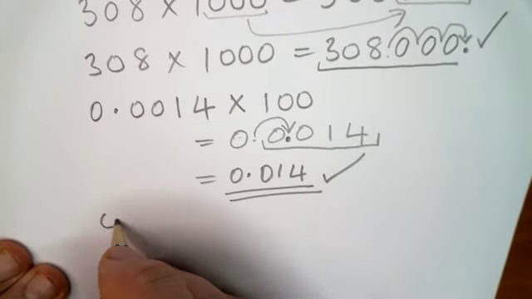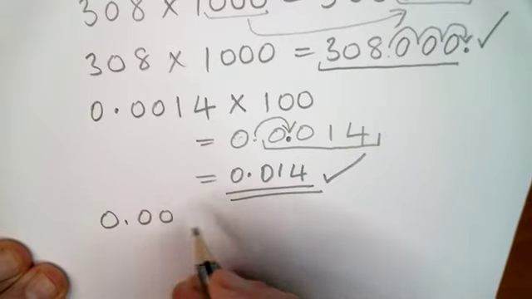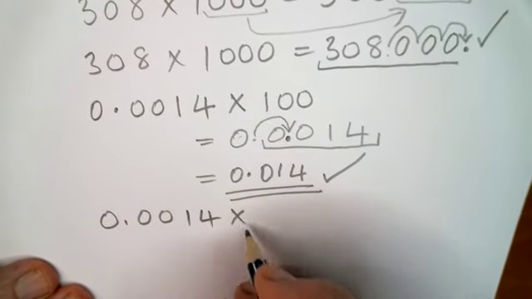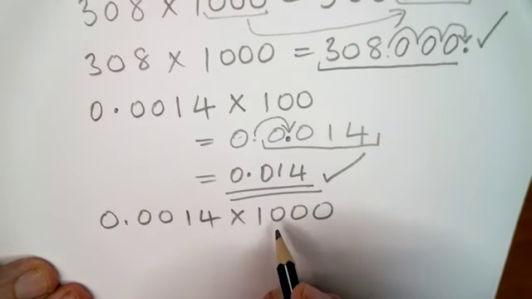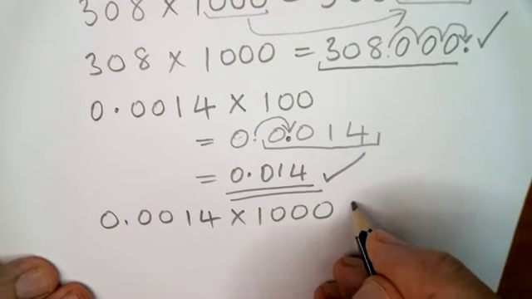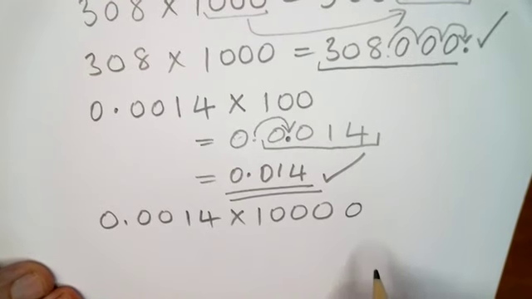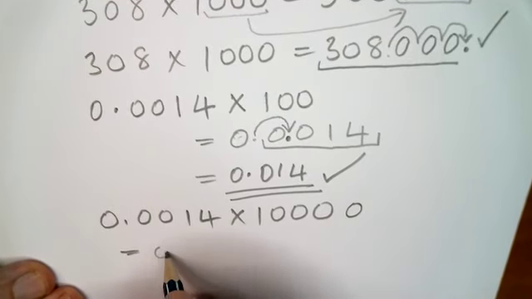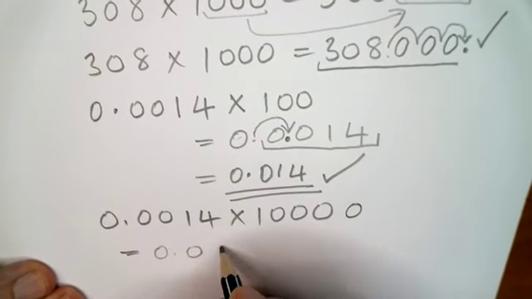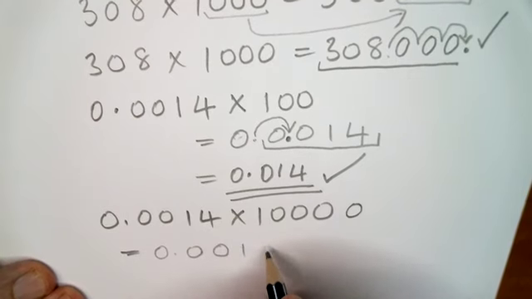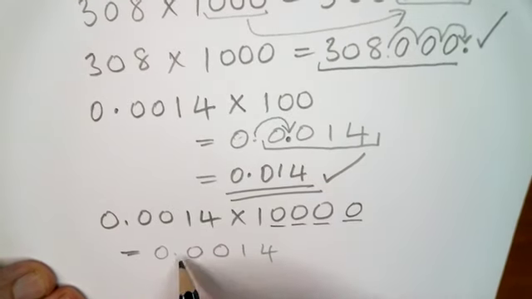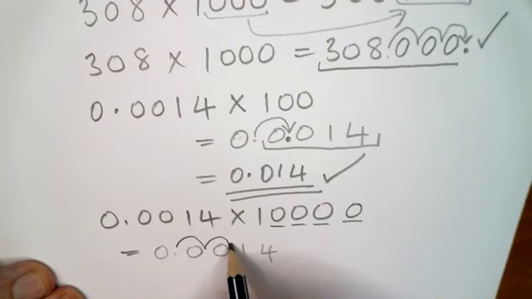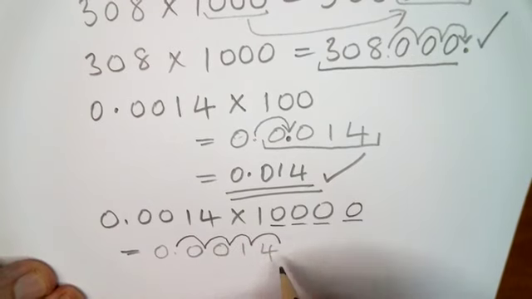Here it is, 0.0014, this time times 1,000. Well, this time, in fact, let's make it not even 1,000. Let's make it 10,000. Here it is. Now I'm going to write the answer. I'll start off by writing what I had, 0014, and this time move the decimal place 1, 2, 3, 4 spaces to the right. Here it is, 1, 2, 3, 4 spaces to the right.